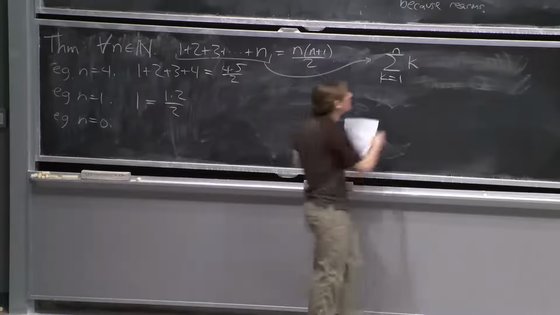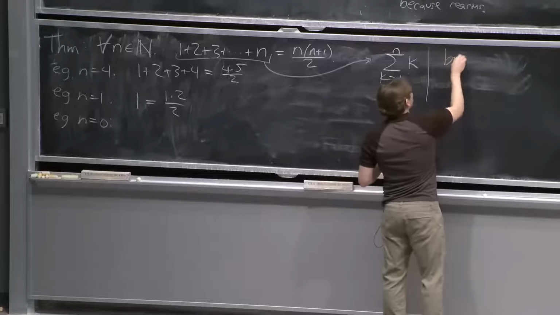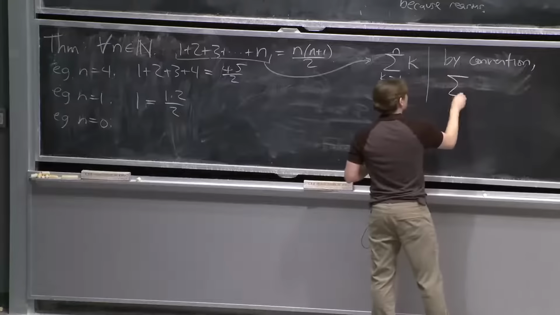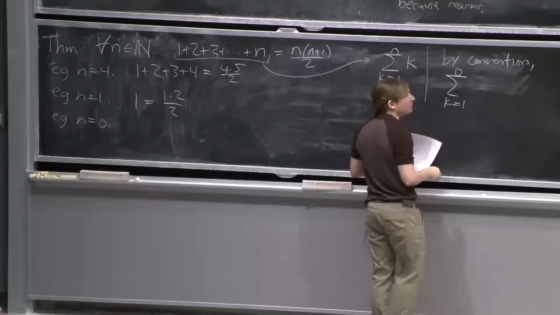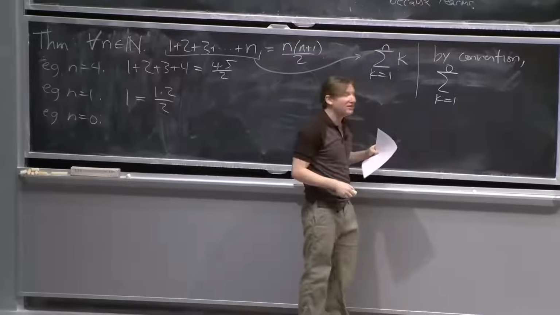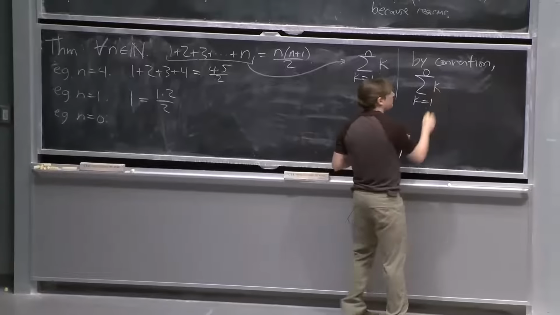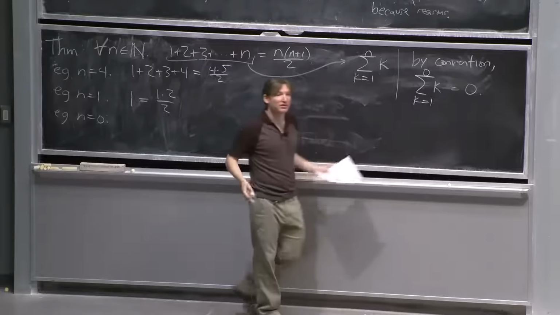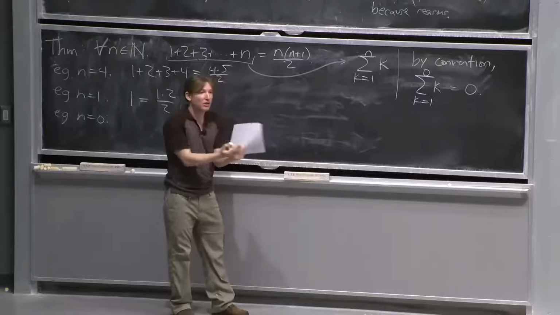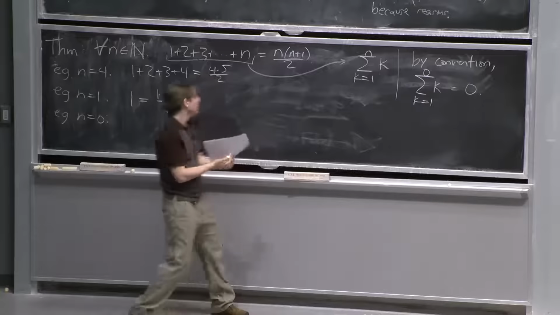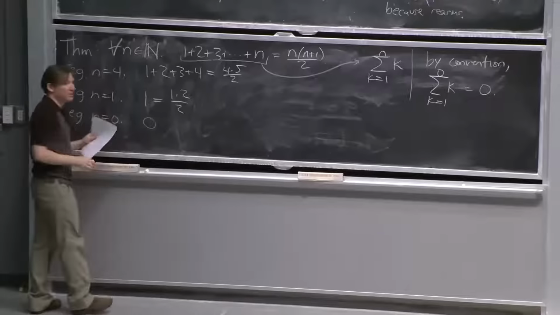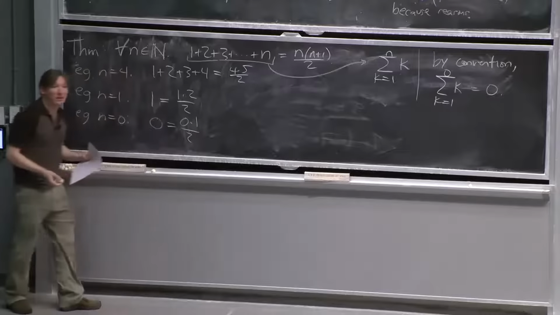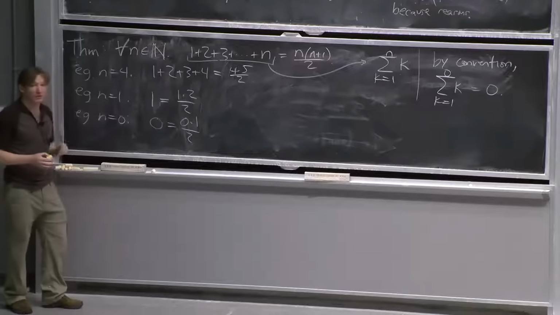And by convention, and there are good reasons for this convention, the sum from k equals 1 to 0, the sum of 0 terms of whatever you want in here, but now we're talking about the sum of k, is just 0. The empty sum is 0. If you're adding nothing, you have a total of 0. And in that case, the empty sum is 0, which is supposed to equal 0 times 1 divided by 2, and it does. Hooray, this theorem is true when n equals 0.